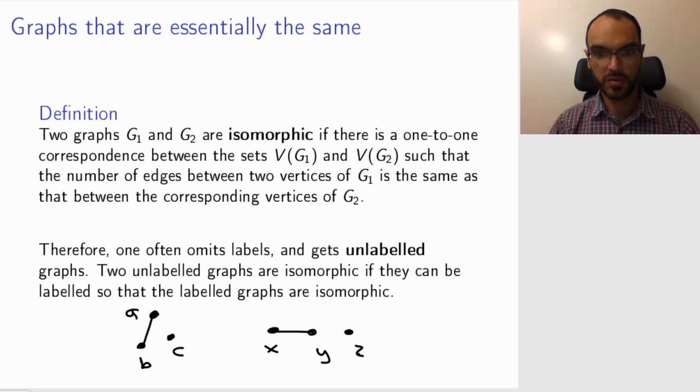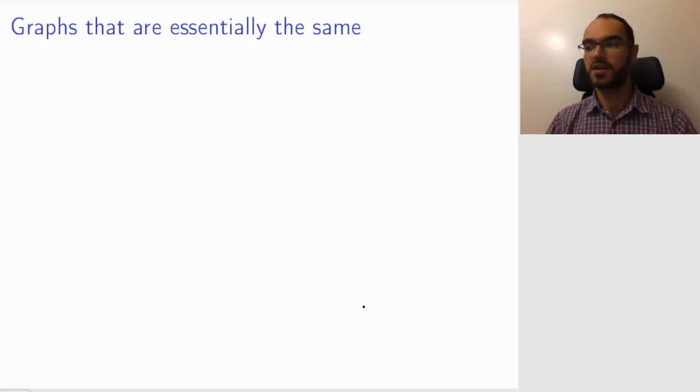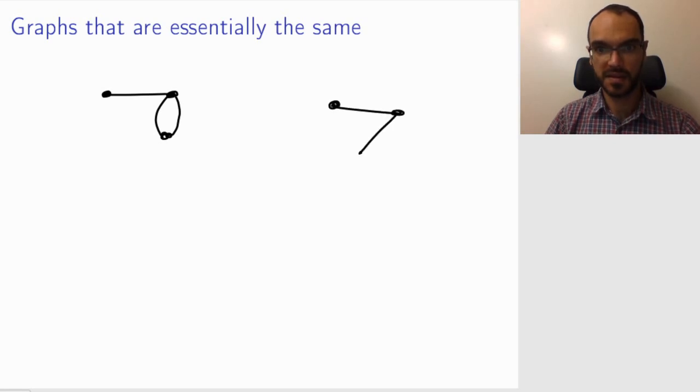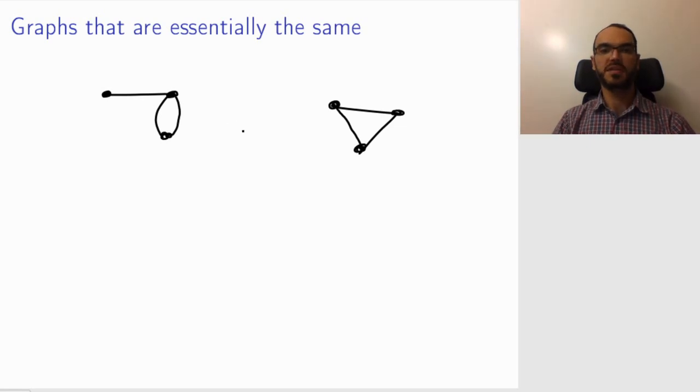And then you just connect or make the vertices correspond in such a way that you get an isomorphism of the labeled graphs. So let's look at a few other examples. Let's look at this example and this example. So the question is, are these isomorphic? And the answer might be deceiving.